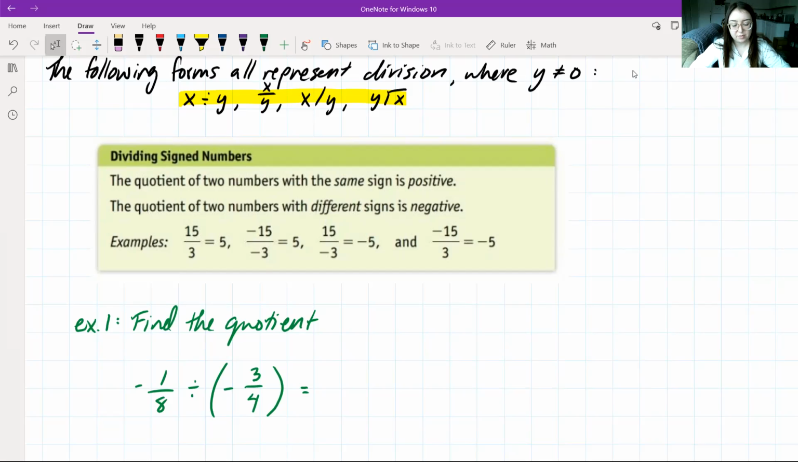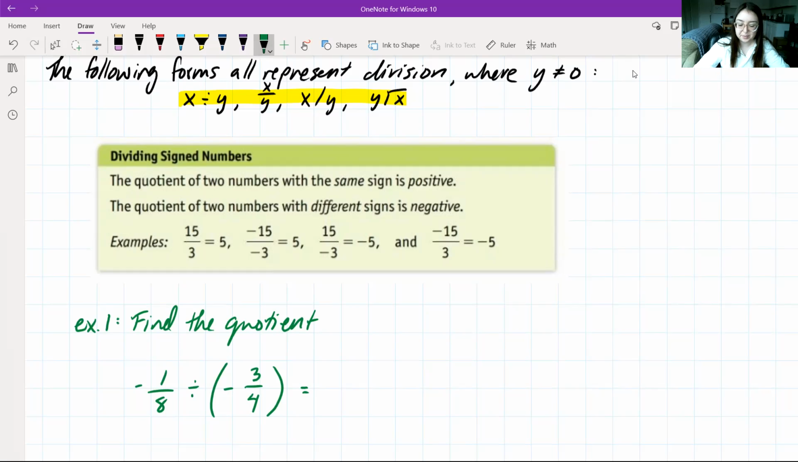For example, 15 divided by 3 is 5. Negative 15 divided by negative 3 is 5. 15 divided by negative 3 is negative 5. And negative 15 divided by 3 is negative 5. So we see that when we had numbers with different signs, it was negative, and with the same sign, it was positive.